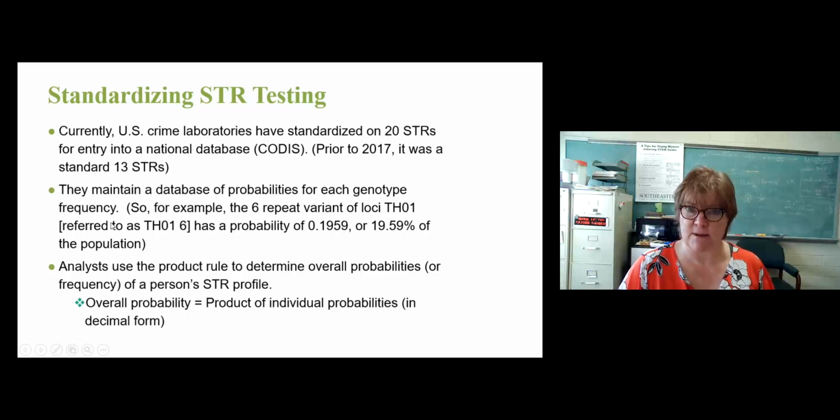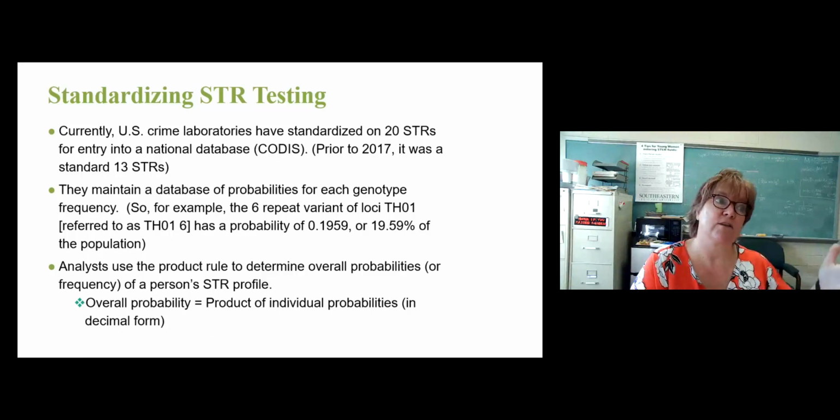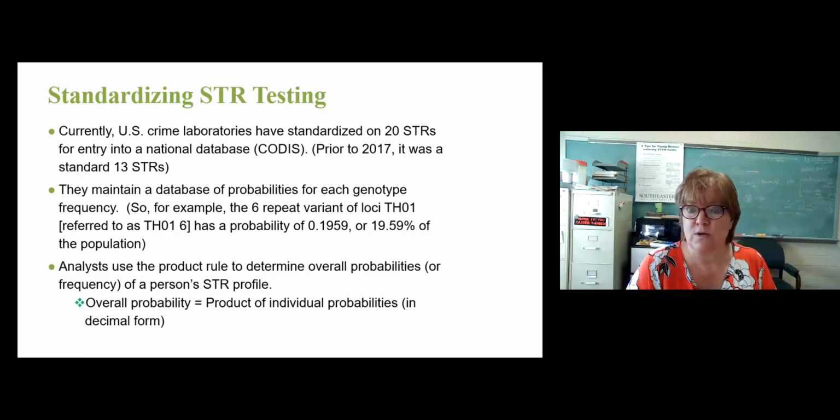So they maintain a database of probabilities for each genotype frequency. So in the particular one for the specific STR called TH01, if you have the specific allele where you have a repeating unit 6 times, that one happens to have a probability of 0.1959. So 19% of the population has that particular allele, the 6th. Remember, everybody would have a copy of TH01. The question is, is it the one that's 6 long or 7 long or 10 long? And so this one happens to be a pretty popular one, a reasonable one.